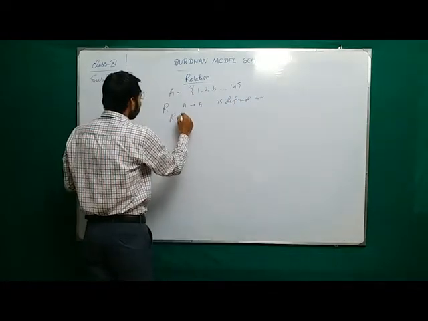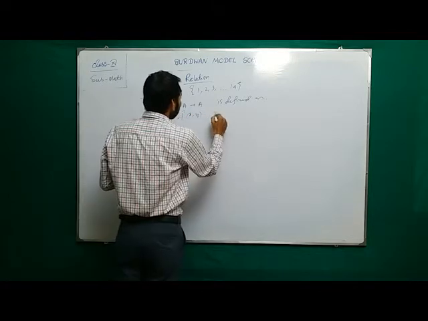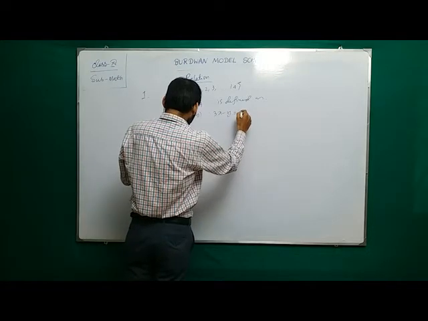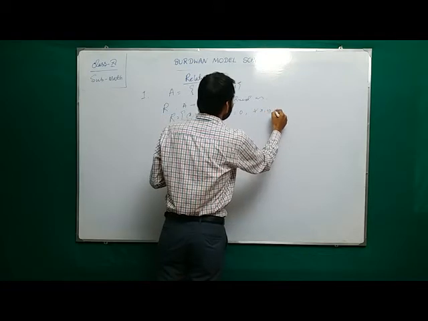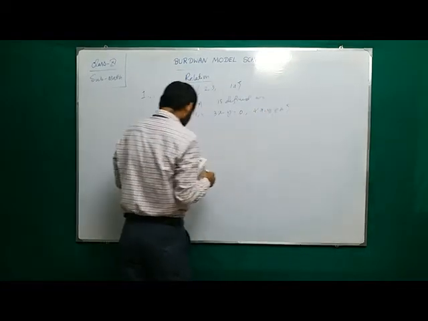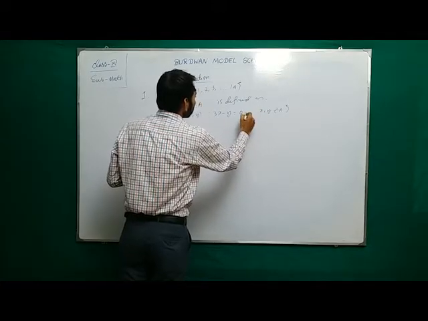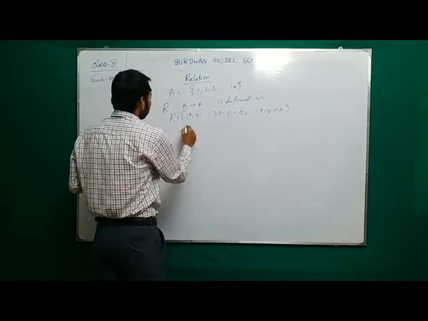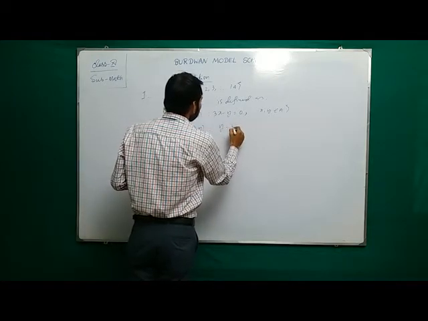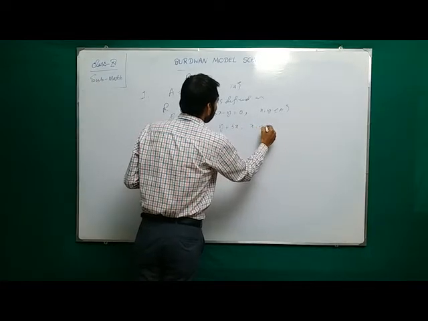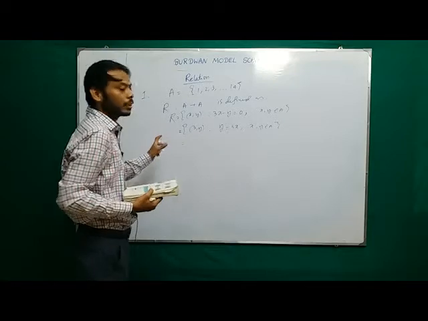R equals to the set containing the ordered pair x comma y such that 3x minus y equals to 0, for x, y belongs to A. Now that means y equals to 3x, x, y belongs to A. Now we will find the elements explicitly.